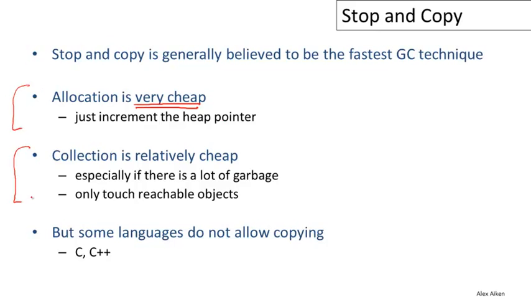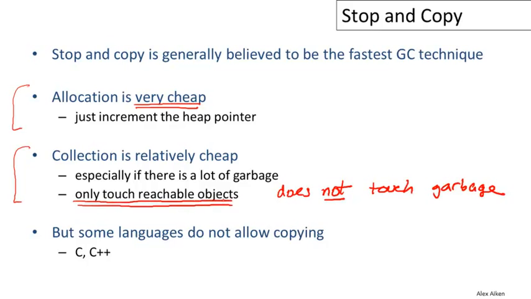And at the same time, collection is also relatively cheap. And interestingly, it's especially cheap if there is a lot of garbage, because we're making a copy of the reachable objects. Stop and copy only touches the reachable objects. It does not, in particular, touch the garbage. So if you think about that for a minute, that means that a garbage collection in stop and copy is order the size of the live objects. So whatever the subgraph is that you're copying, that's the cost of a garbage collection.